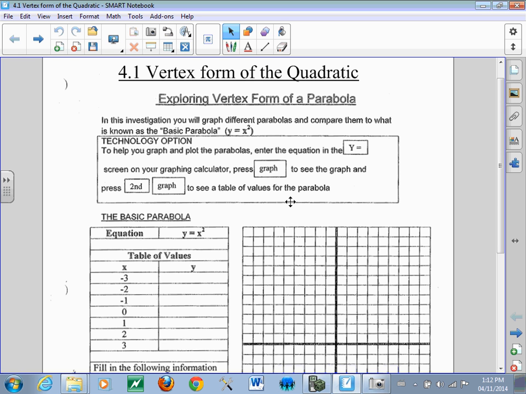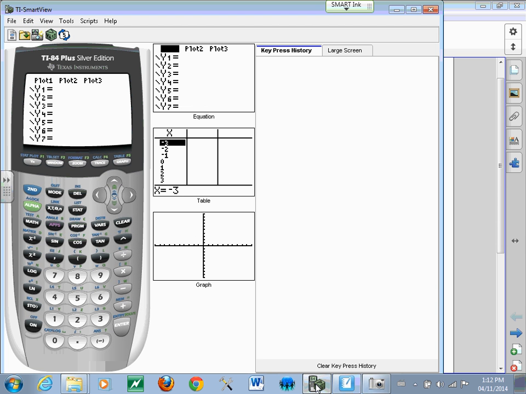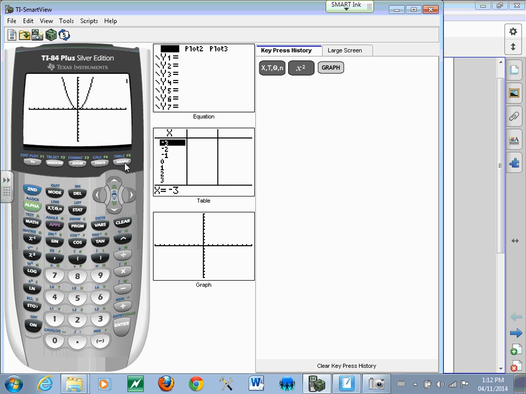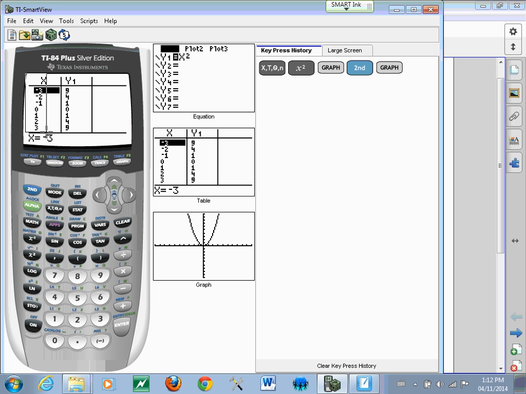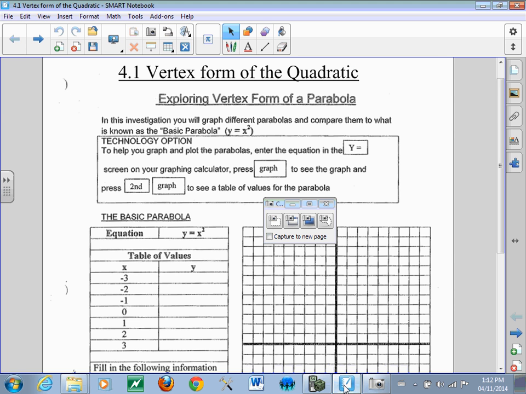This is the one we explored in last day's lesson, y equals x squared. Okay, so I'm going to write that in. It's going to be x squared, and I'm going to graph it. Okay, so it gives me a lovely graph there. I'm going to press second and graph. I'm going to take a shortcut here today. Hopefully this will work. And I'm going to try and cut this out, bring it into my lesson.